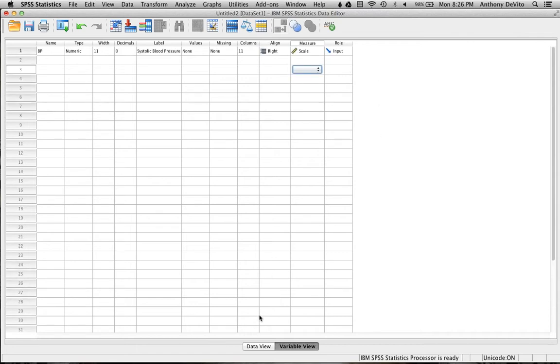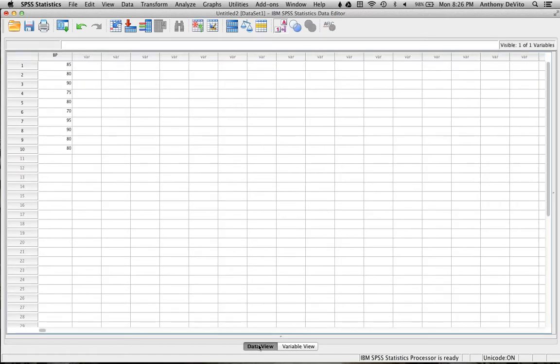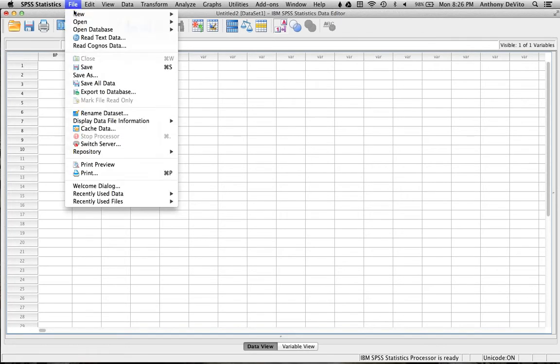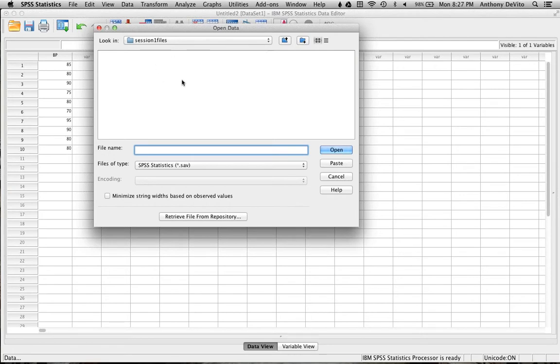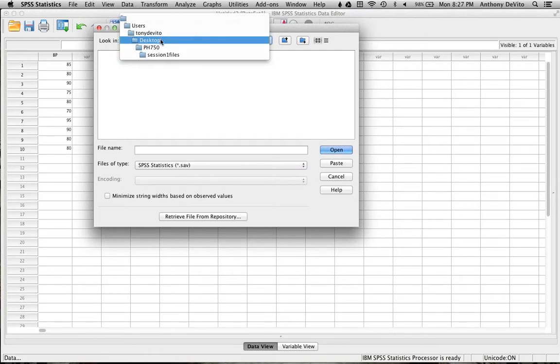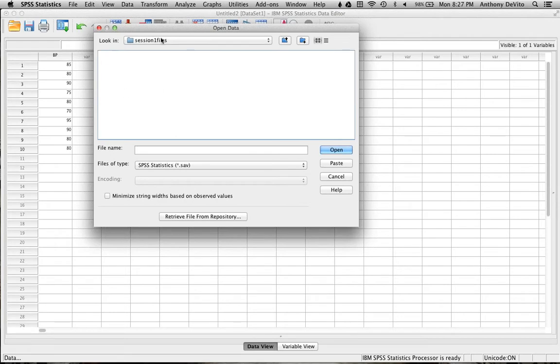Okay, so I'm going to go back to the data view. Data view hasn't changed at all. So we have our output. I'm going to go back and show you how I did these calculations. Here's our data. I'm going to import it again. Open, data. It went right back to the place I was in, desktop, PH750, session 1 files. But I don't see the Excel file I want to import here.